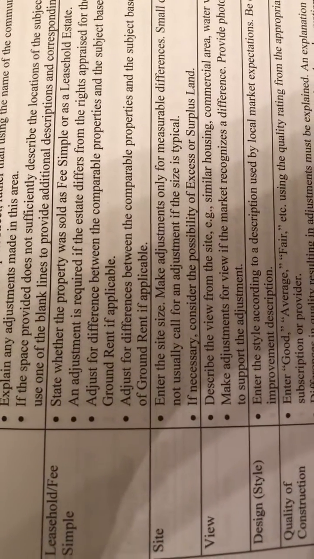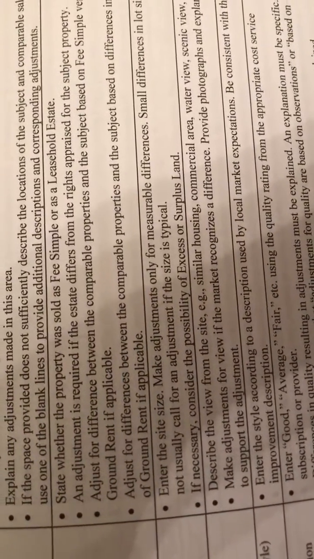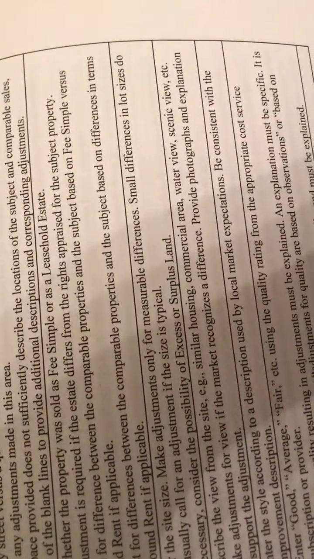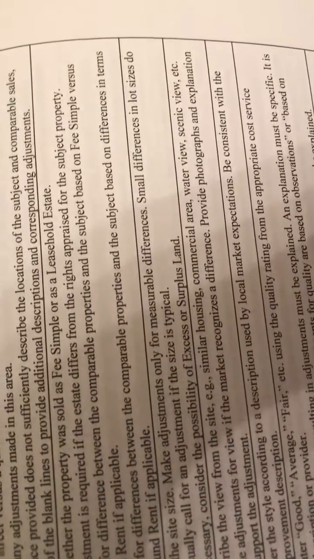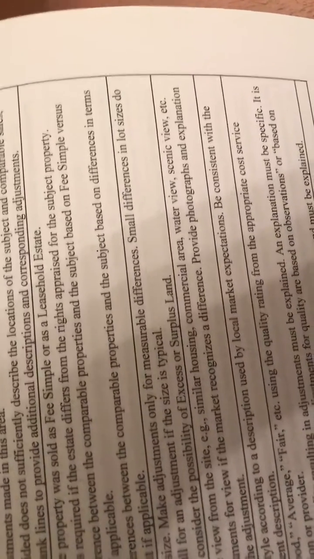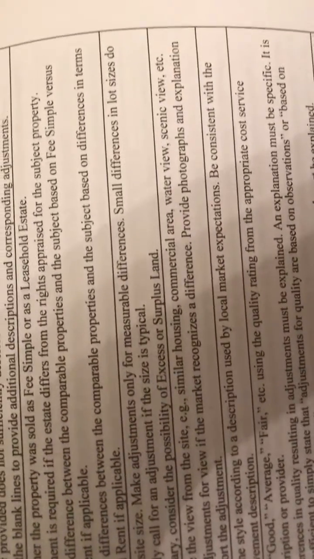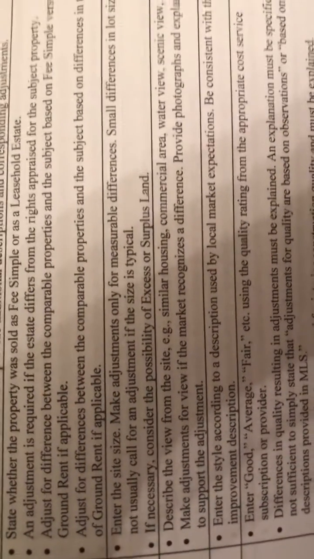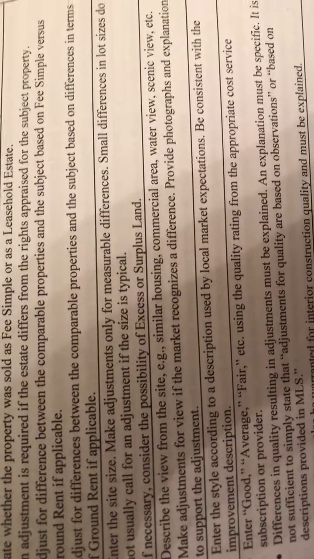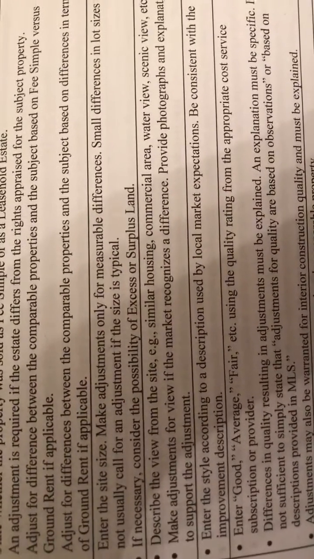Field: Leasehold / fee simple. Protocol: State whether the property was sold as fee simple or as leasehold estate. An adjustment is required if the estate differs from the rights appraised for the subject property. Adjust for differences between the comparable properties and the subject based on fee simple versus ground rent, if applicable. Adjust for differences based on differences in terms of ground rent, if applicable.